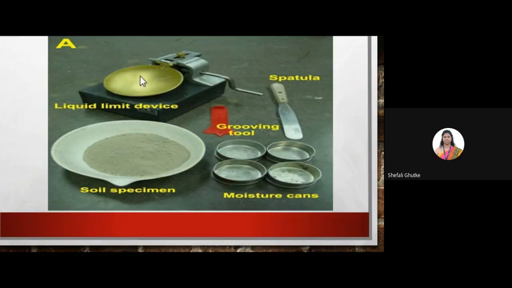This is the liquid limit device. This is the soil specimen. This is called a spatula. This is the grooving tool. And these are the moisture cans.